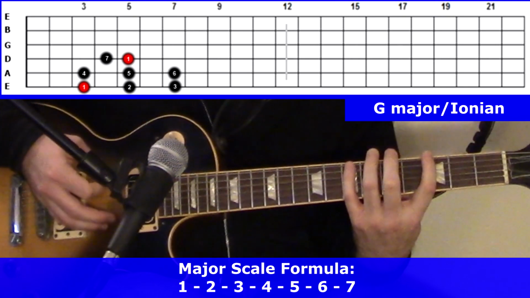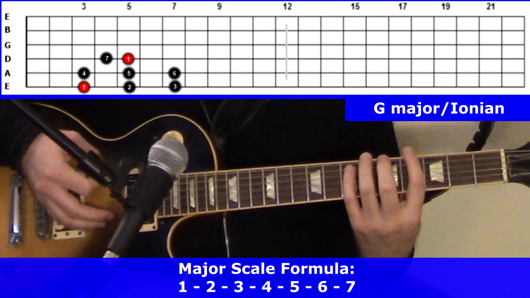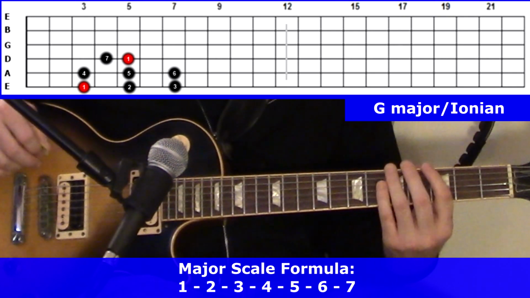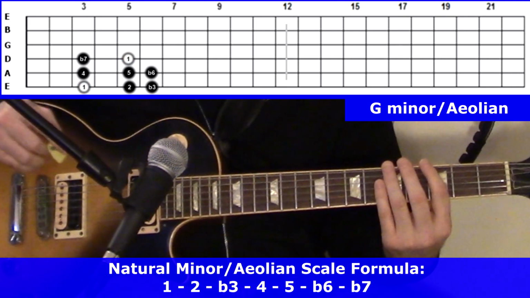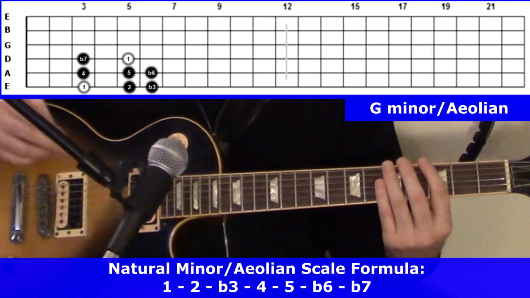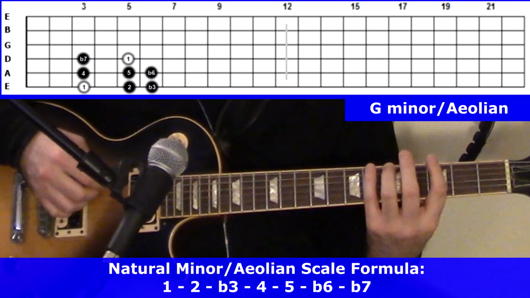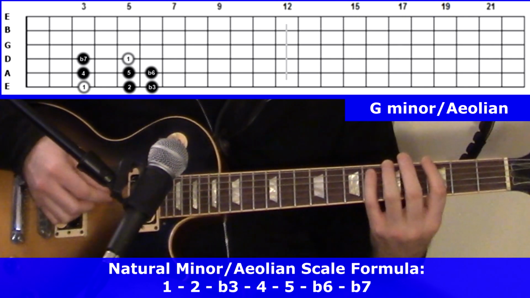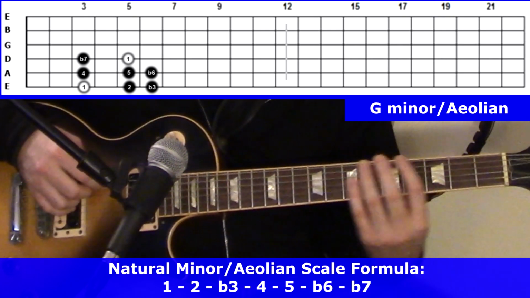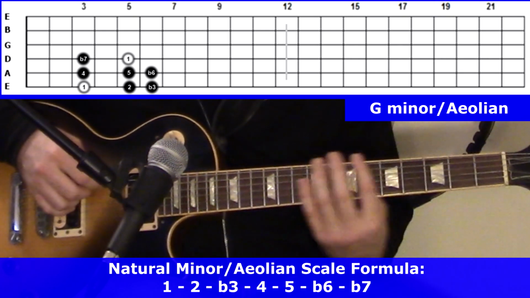In order to make a major scale into a minor scale, you have to flatten the 3rd, 6th, and 7th scale degrees. So the scale formula for a natural minor scale, otherwise known as the Aeolian scale, would be 1, 2, flat 3, 4, 5, flat 6, flat 7, and then you're back at 1. So this is your G minor scale or G Aeolian scale.